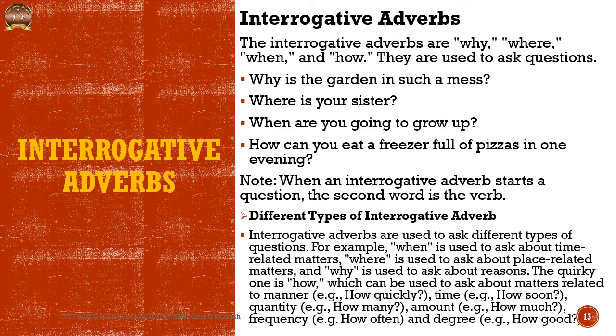Now interrogative adverbs are used to ask different questions. When is asked for time related, where is for place, why is for reasons, then how is the most quirky one, because it can also ask manner, then time, then amount, and then frequency: how quickly, how soon, how many, how much, how often, and even degree. So how can ask many questions.